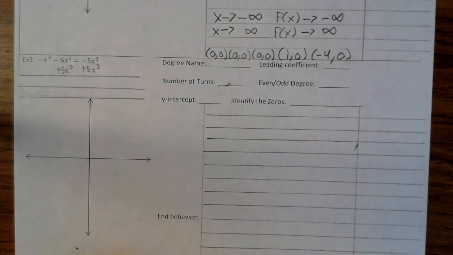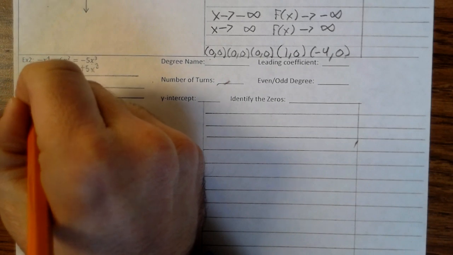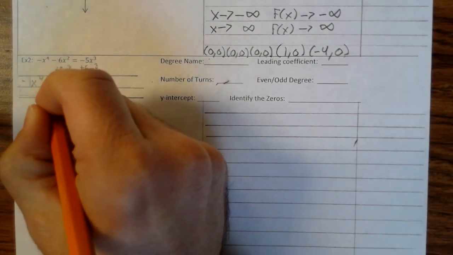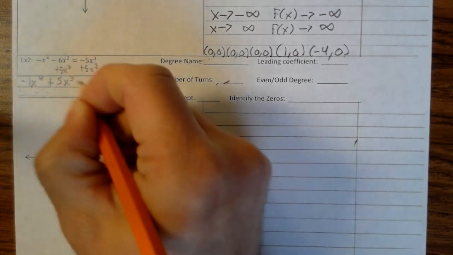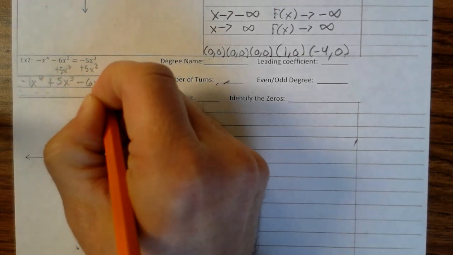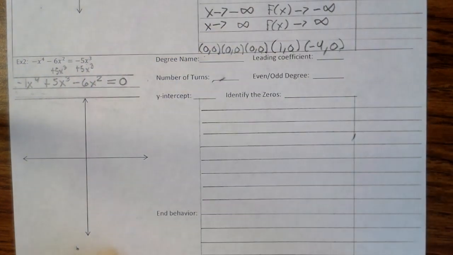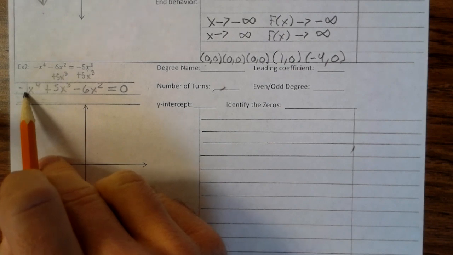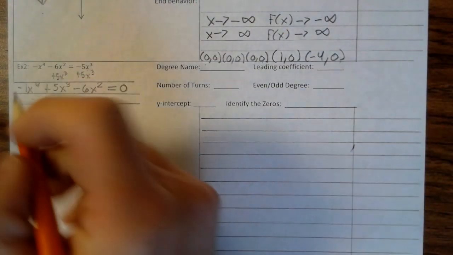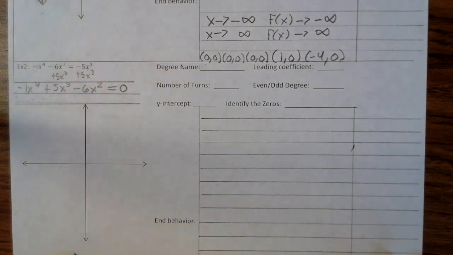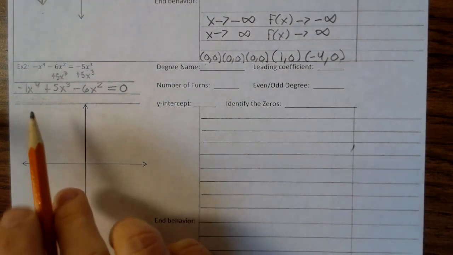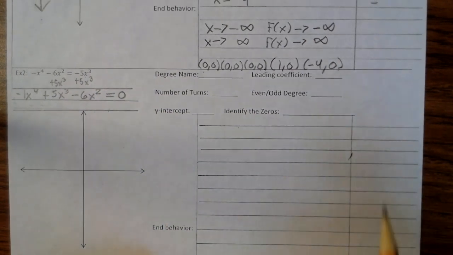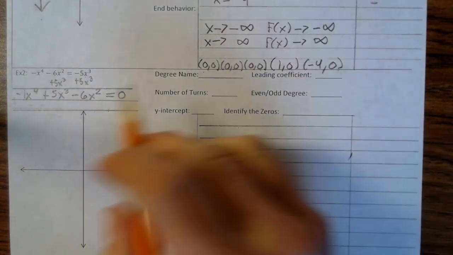All right. So now we have negative 1 x to the 4th. Remember, we do highest to lowest. So now plus 5x cubed minus 6x squared equals 0. Now, you never want to factor when there's a negative as a leading coefficient. So we need to factor out a negative 1. And actually, we're going to do that when it comes down to here. So I guess we didn't need that line. All right. So degree name we know is quartic.